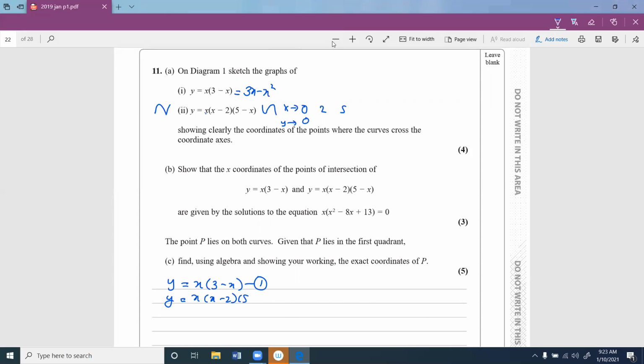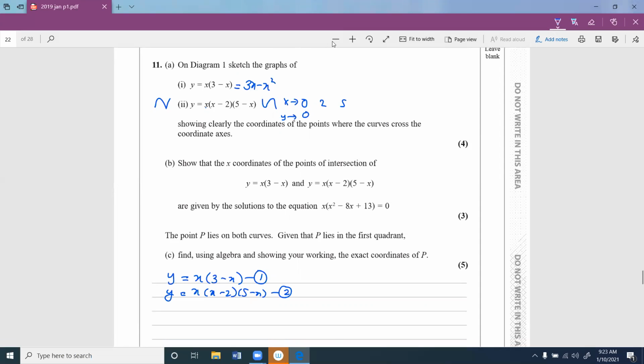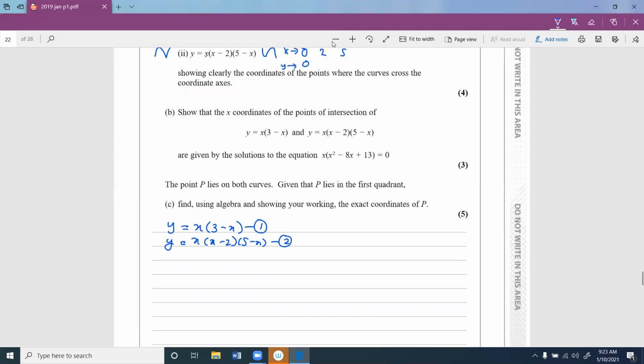x minus 2, 5 minus x, y. Then you can say both of them are y and y, you can equate them. So most of the students just expand and do it. But no need of doing it, you can just do it this way. 3 minus x is equal to, because here the x is a common factor for this. So therefore, I'm not going to simplify that. So I just write 3 minus x, but I will expand this part only.